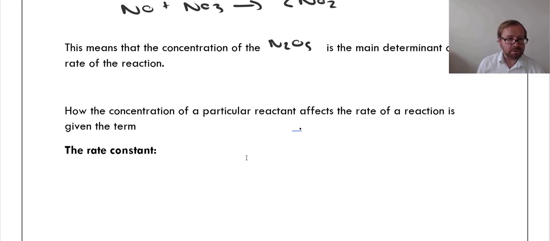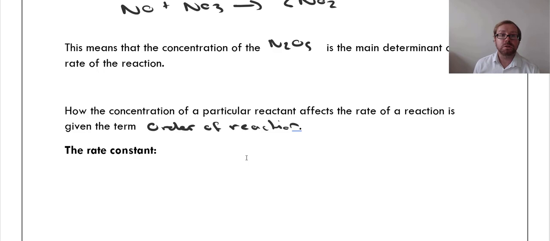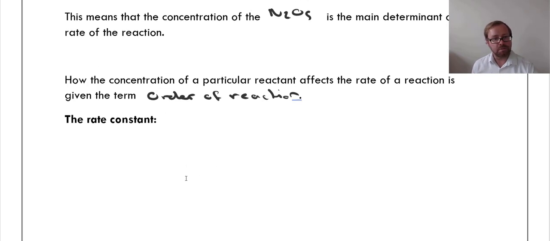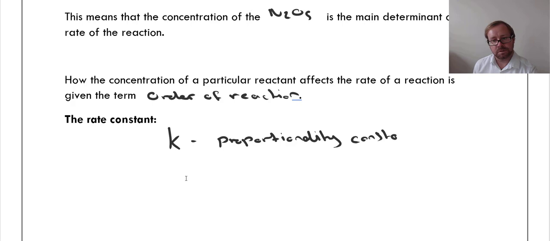Okay, so how the concentration of a particular reactant affects the rate of reaction is given the term order of reaction. And then we'll just quickly mention the rate constant again. We have already done this, so we call this k, and this is the proportionality constant, which will have a certain value for a rate equation as long as the temperature is constant and no catalyst is added.